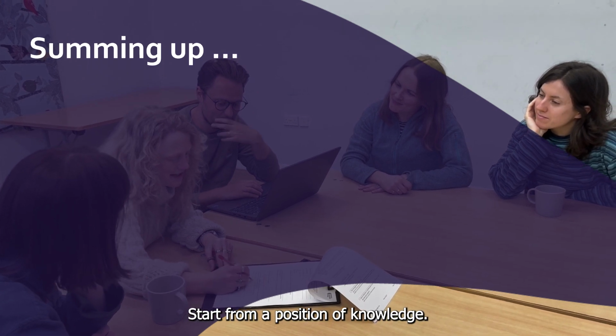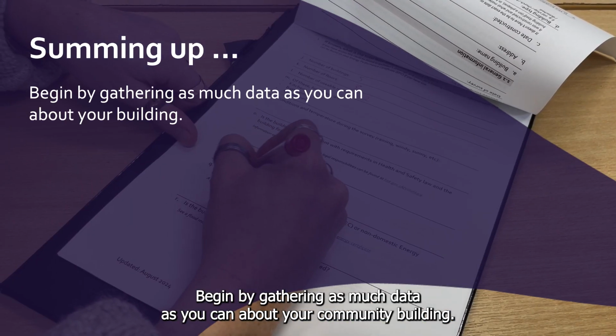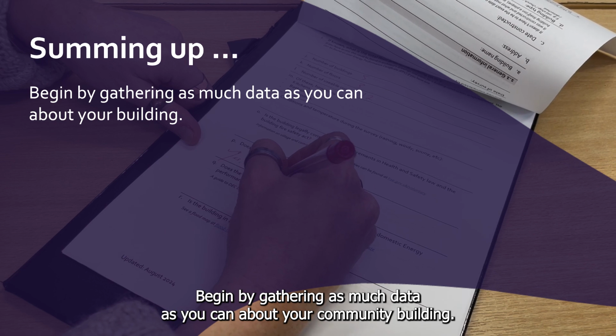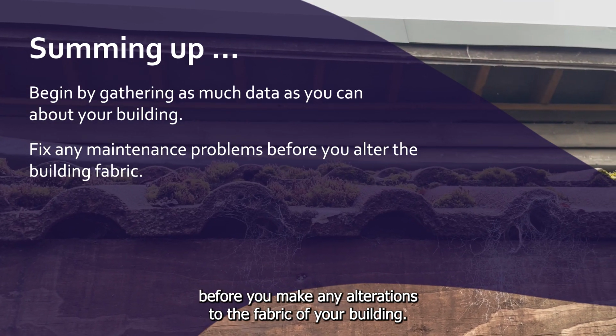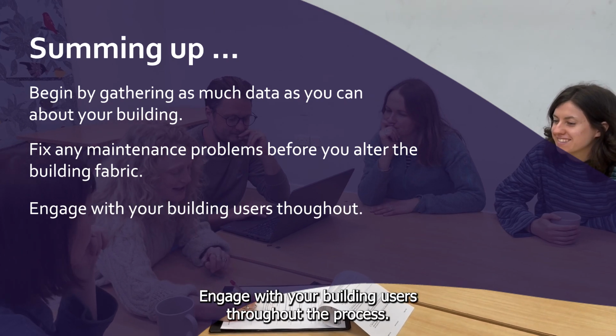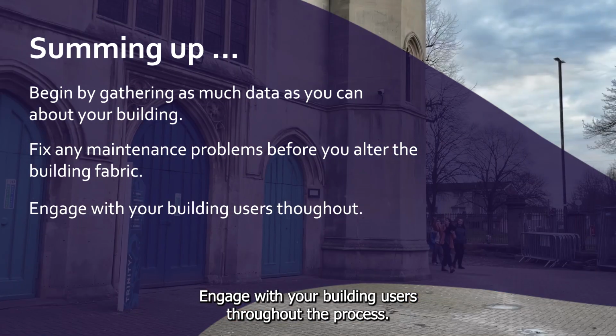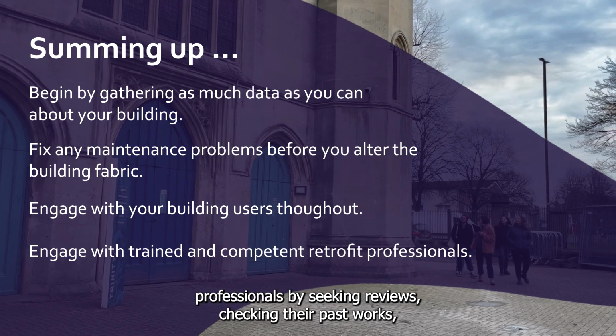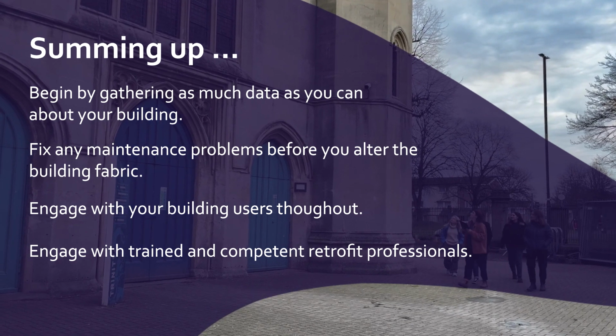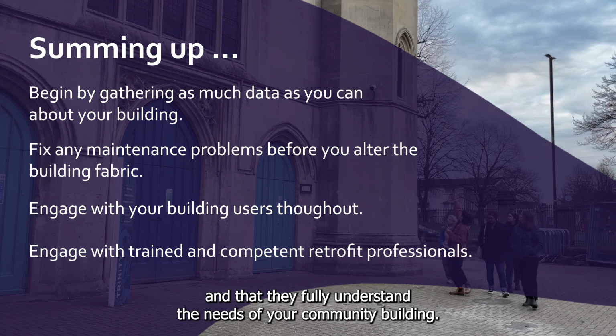Start from a position of knowledge. Begin by gathering as much data as you can about your community building. Fix any maintenance problems before you make any alterations to the fabric of your building. Engage with your building users throughout the process. Finally, engage with trained and competent professionals by seeking reviews, checking their past works, and that they fully understand the needs of your community building.